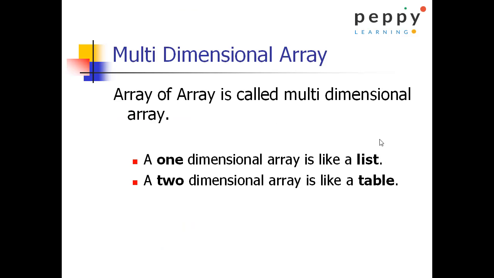Multidimensional array. A multidimensional array is also called an array of arrays. A one-dimensional array is like a list and a two-dimensional array is like a table. Multidimensional array is out of scope of this video. Let's see it in the future.